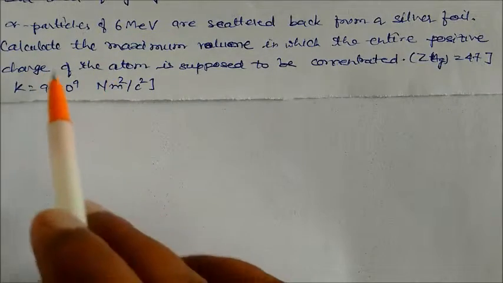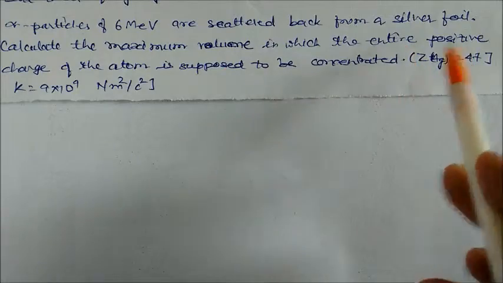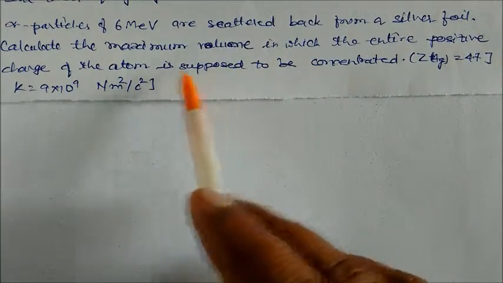Calculate, if alpha particles of 6 MeV are scattered back from a silver foil, the maximum value. So you calculate back the value.